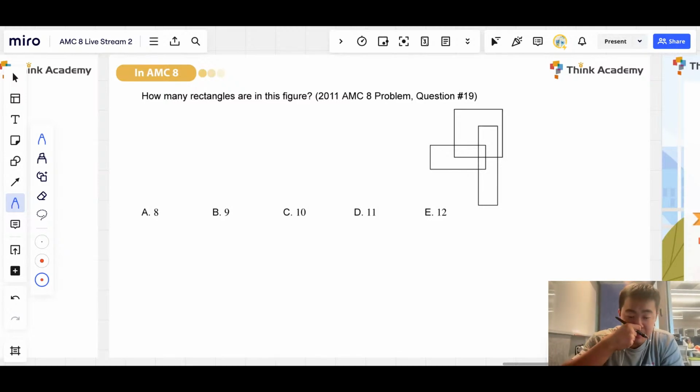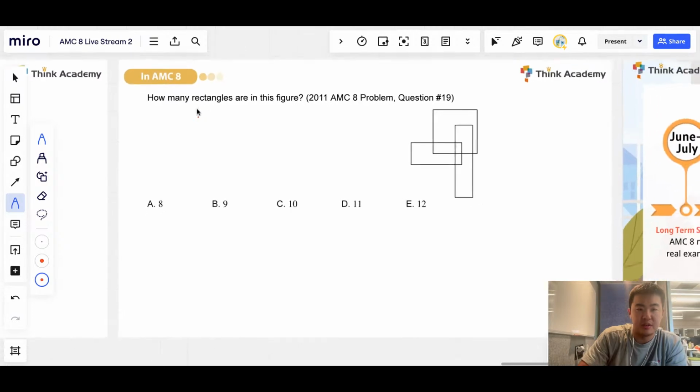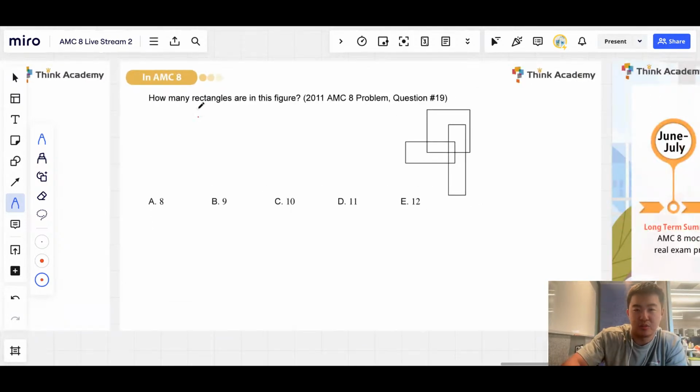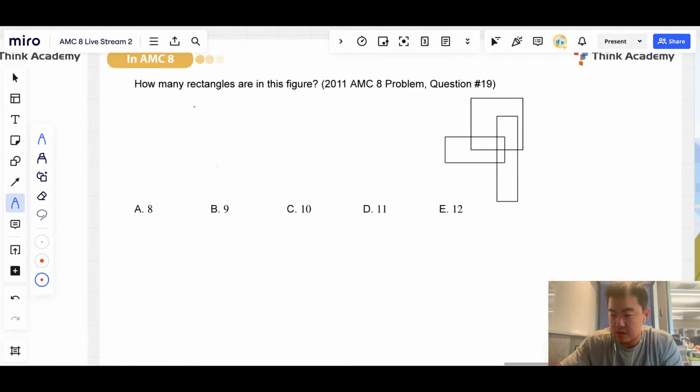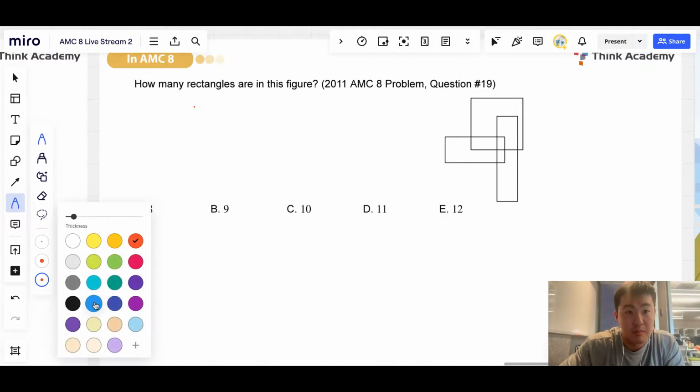Now it's a real AMC problem. It's asking for the exact same thing as the last one. It's asking for how many rectangles are in these figures. So let's circle the keywords. Okay, zoomed out too much, so let me zoom in a little bit. Okay, good. So now we are looking for the total area of rectangles. So let me get my pen ready.